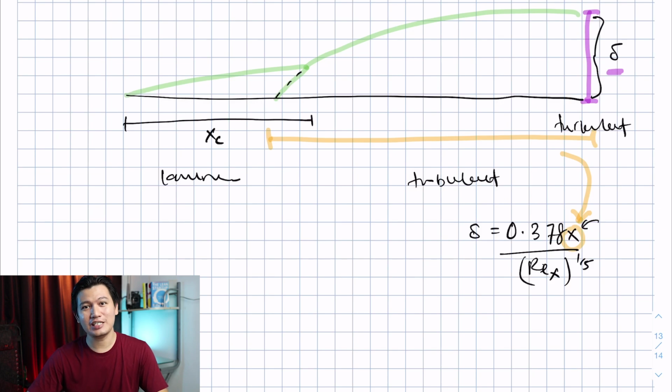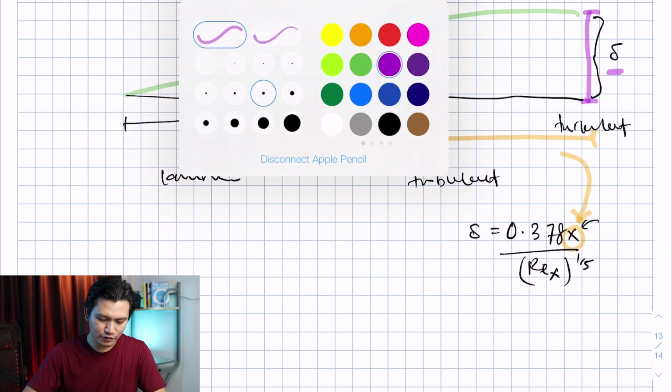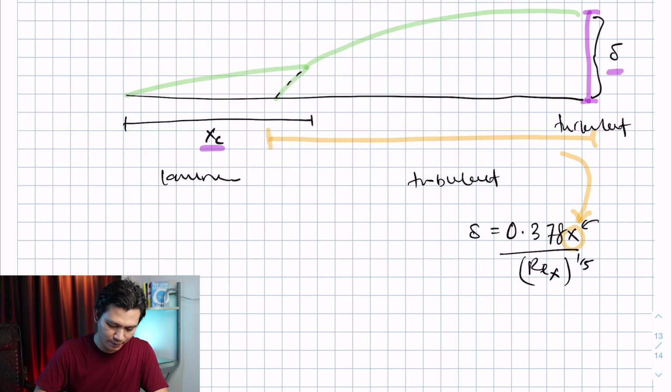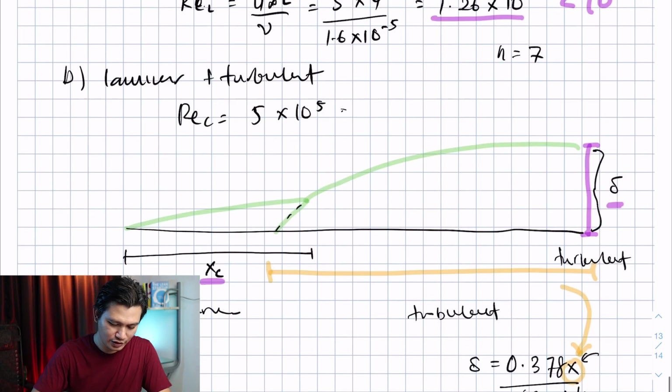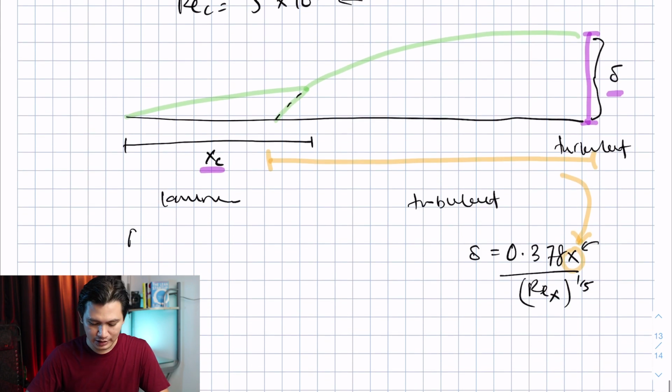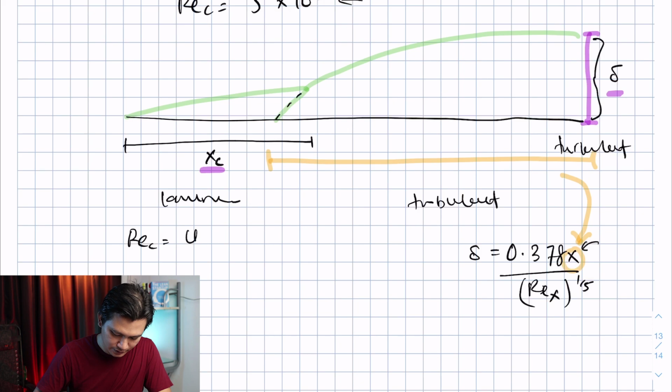Right, now the question is, how do we find that x? First of all, you need to find xc. Okay, what is your critical transition point? Right, and to find xc, you have the reference, which is the Reynolds number critical. So Reynolds number critical is equal to U infinity times xc divided by nu, equal to 5 times 10 to the power of 5.